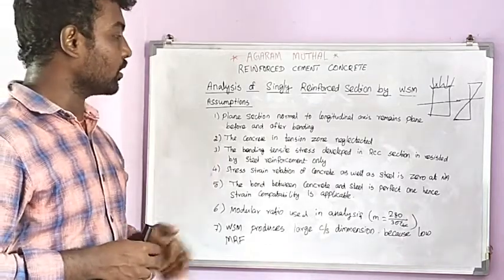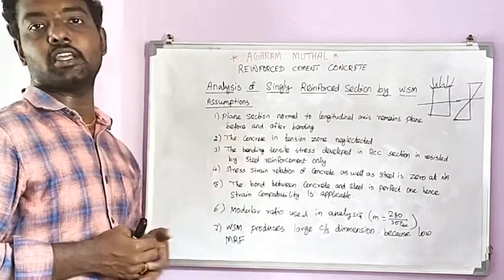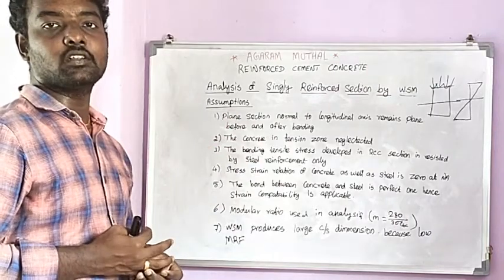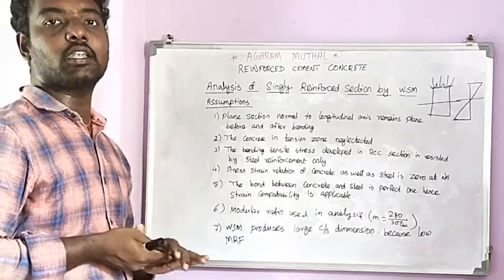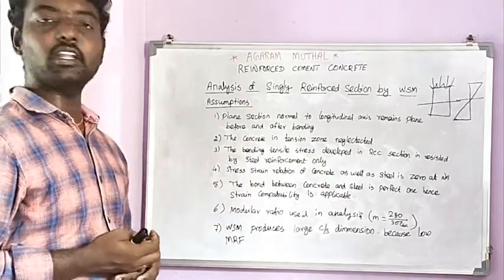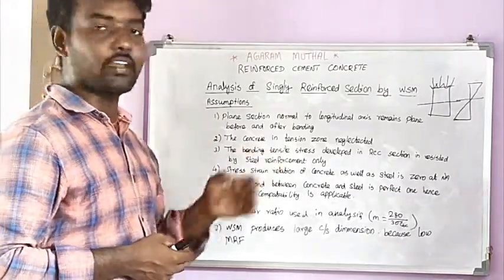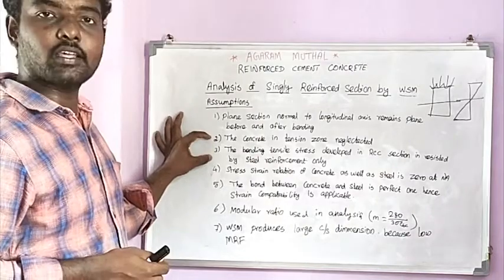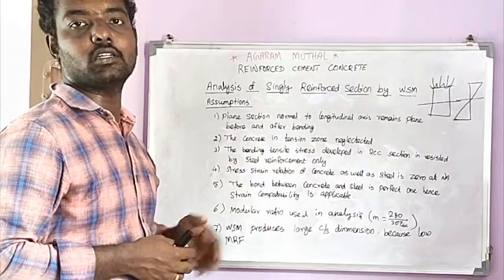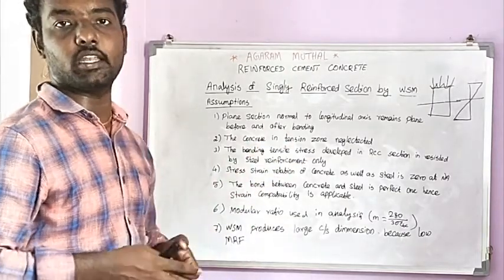The second point is that the concrete in the tension zone is neglected, as we saw in the previous introductions. So we only consider the steel in the tension zone, not the concrete. The third point is that the bending tensile strength developed in the RCC section is resisted by the steel reinforcement only. These two points are interrelated. In the tension zone, we only need to consider the reinforcement, and we don't need to consider any concrete in the tension zone.